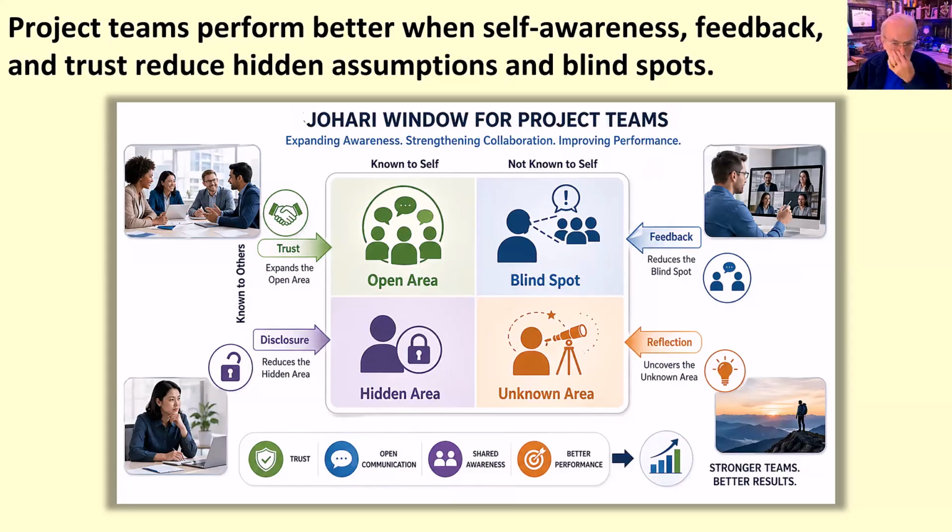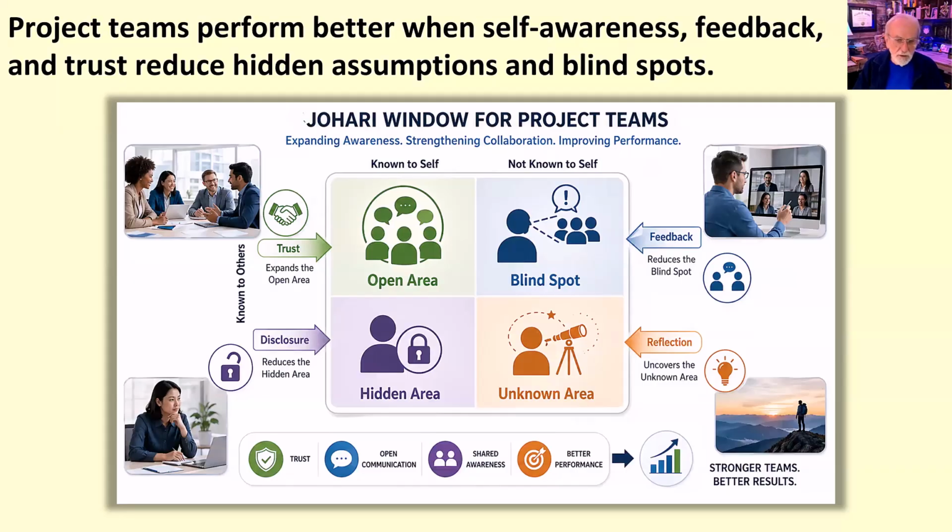The open area represents what I know about myself and what others also know. In project teams, it might include communication preferences, strengths, work habits, or known stress points. The larger this area becomes, the easier it is for the team to collaborate. The blind spot represents things others may see in us that we do not see clearly in ourselves. This is where feedback becomes important. A project manager may think they are being decisive, while the team experiences that behavior as dismissive or rushed.